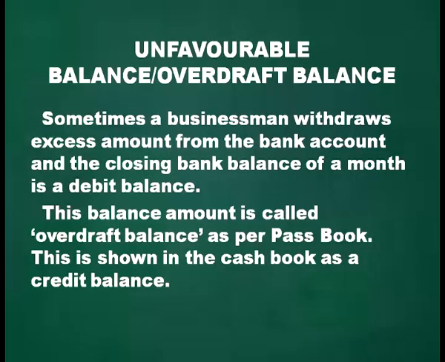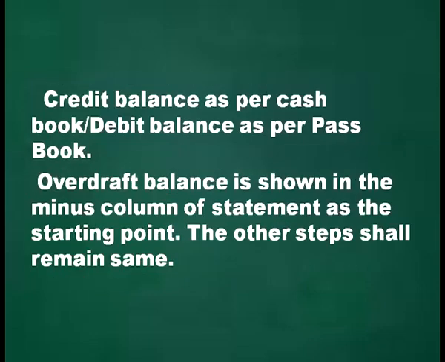Next is the unfavorable balance. Sometimes a businessman withdraws excess amount from the bank account and the closing bank balance of a month is a debit balance. This balance amount is called overdraft balance as per passbook. This is shown in the cash book as a credit balance. Credit balance as per cash book or debit balance as per passbook. The overdraft balance is shown in the minus column of the statement as the starting point and other steps shall remain the same. Here is a question for unfavorable balance.